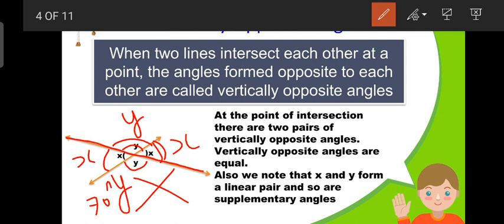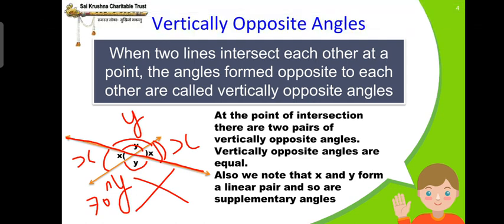Okay, this is a vertically opposite angle. I hope you have understood the adjacent angle and vertically opposite angle. Adjacent angle means side angles, which share a common vertex and a common side. And vertically opposite angles: when two lines intersect each other, the angles formed opposite to each other are vertically opposite angles and they are equal.